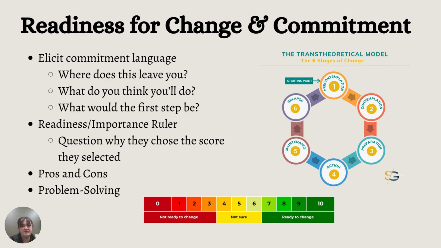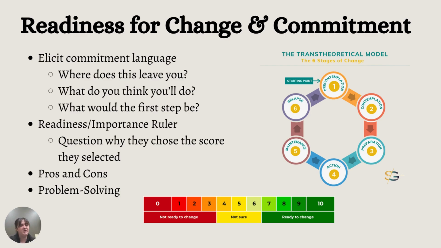At the bottom of the screen here, I have this scale of 0 to 10. This is called a readiness ruler, where you can ask them about the importance of making a change and their readiness to actually make a change. So you'll want to have them rate on a scale of 0 to 10 either how important it is to them or how ready they feel to actually make a specific behavior change. And then you can keep asking questions.